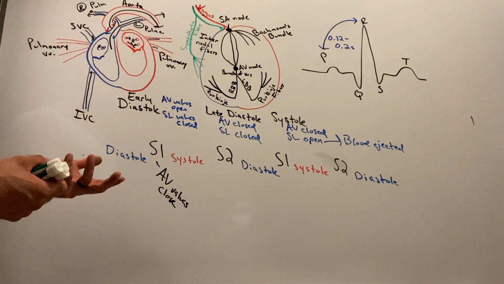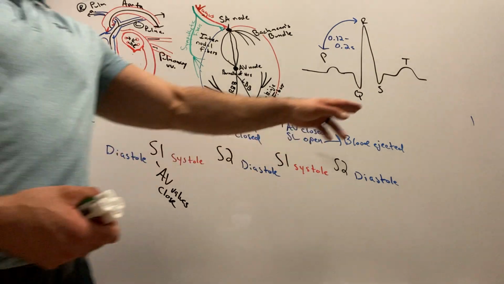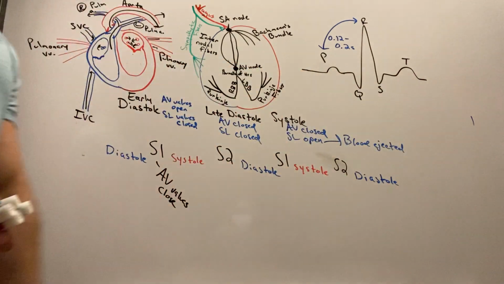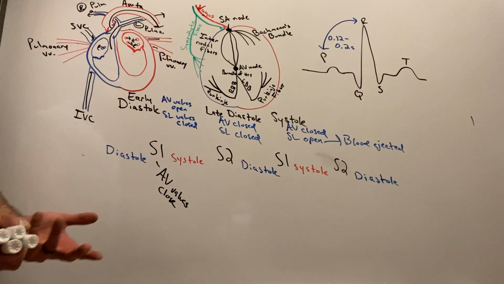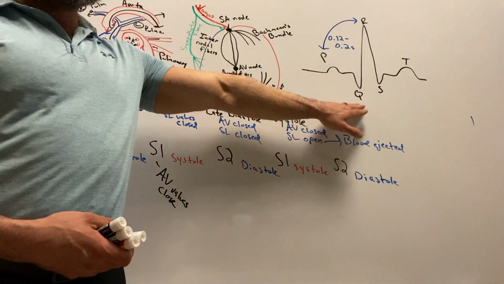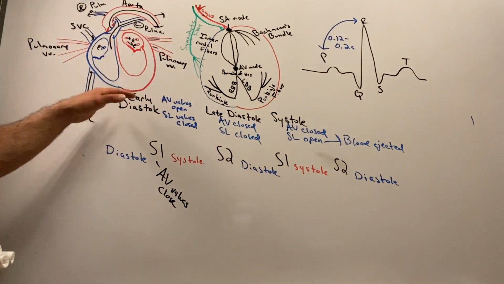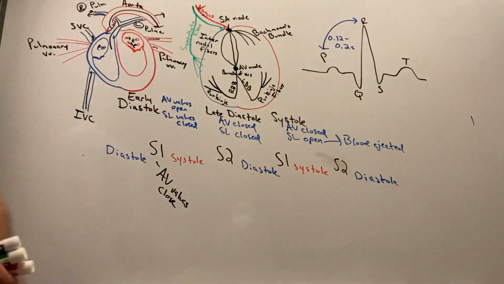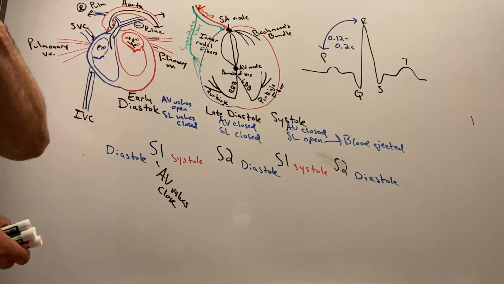And then after the ventricles have contracted, they relaxed, and ventricular repolarization is represented by the T wave, okay? We don't see anything for atrial repolarization because it's hidden in the QRS complex. When the ventricles are depolarizing, the atria are repolarizing, so it's hidden in the QRS complex, so we don't see that, okay?